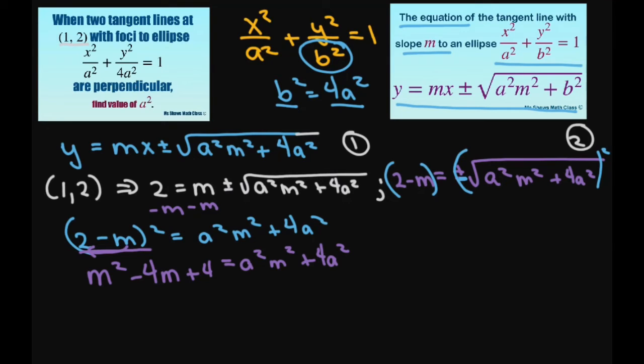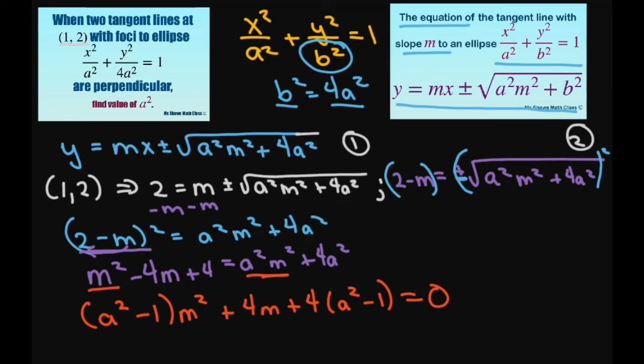Now I'm going to set everything to 0 and move everything over to the left-hand side of the equation. So basically I'm going to group my m squared terms together. When I do that, I'm going to get (a squared minus 1) times m squared, then we still have plus 4m, and then plus 4 times (a squared minus 1) equals 0. So I just moved everything over and factored out some things. This is going to be called equation 3.